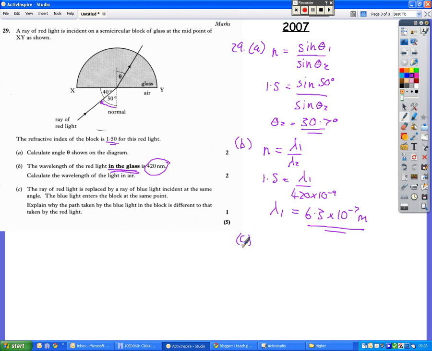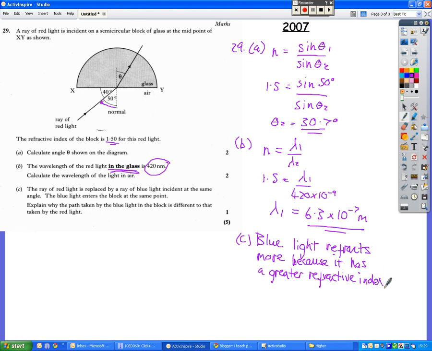C, again, is quite common for that to be the last question, changing the colour of the light. Explain why the path taken by the blue light in the block is different to that taken by the red light. It's because blue light refracts more, so it bends more. The reason that blue light refracts more is because blue light has a greater refractive index. Done.